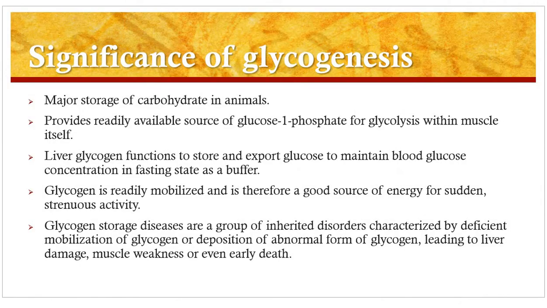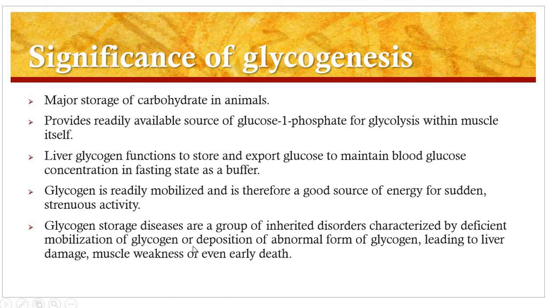Now coming to the significance of glycogenesis. Glycogen is a major source of storage of carbohydrate in animals. It provides a readily available source of glucose 1-phosphate for glycolysis within muscles itself. Liver glycogen functions to store and export glucose to maintain blood glucose concentration in fasting state as a buffer. Glycogen is readily mobilized and is therefore a good source of energy for sudden strenuous activity.